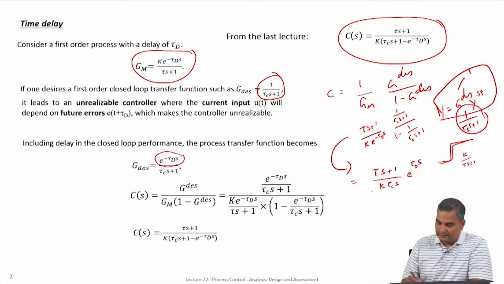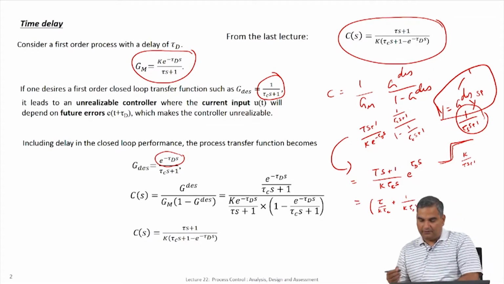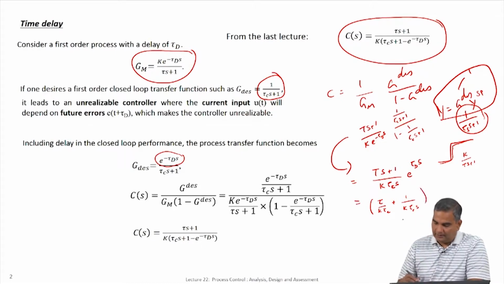Okay. Now it is very easy. So whenever you get this form, you notice that this is the PI form, and we will see this again and again. So if I simply expand this out, then the first term is tau s by k tau c s, so that will be tau by k tau c plus 1 by k tau c s. So this is typically the form that you keep getting.